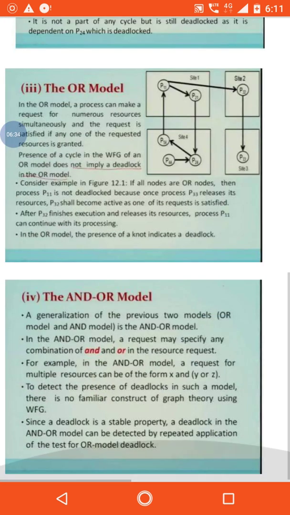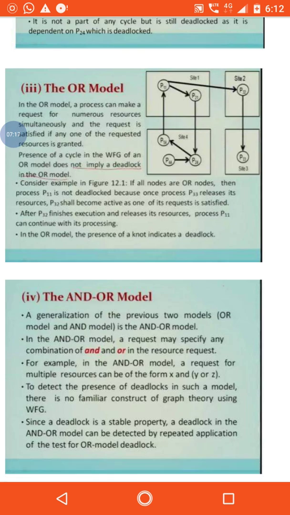Next, the AND-OR model is a combination of the AND model and OR model. The AND-OR model is the generalization of the previous two models. In the AND-OR model, the request may be a specific combination of AND and OR. The request may be in the combination of the AND model and the OR model, so it is called an AND-OR model. For example, in the AND-OR model, a request for multiple resources can be of the form X and Y or Z.